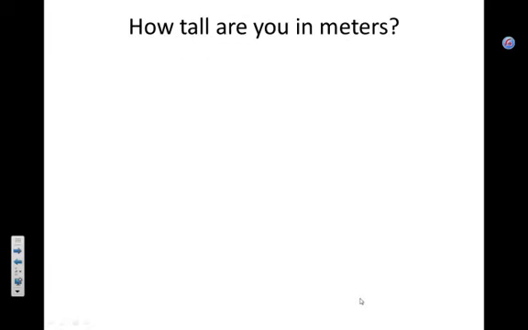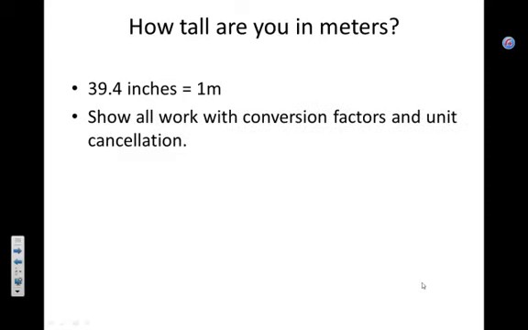How tall are you in meters? So in order to answer this, you would need to know how many inches are in a meter and how many inches tall you are. So as we said earlier, there's 39.4 inches per meter, and we're going to start with our height in inches and show all our work here.